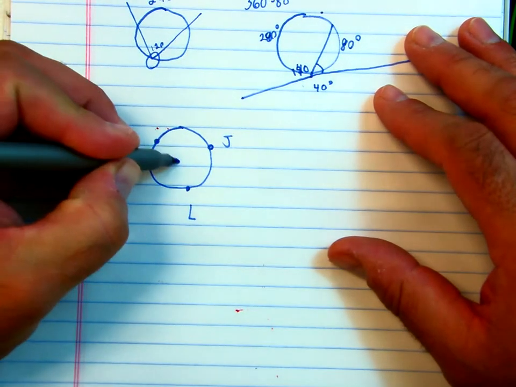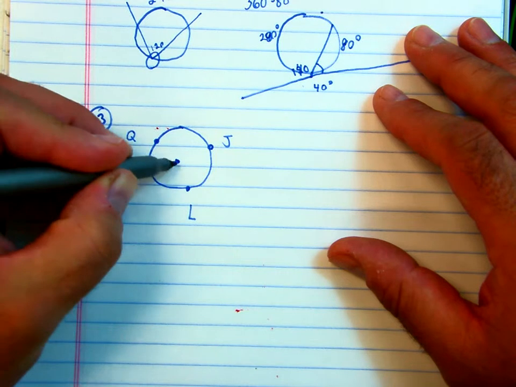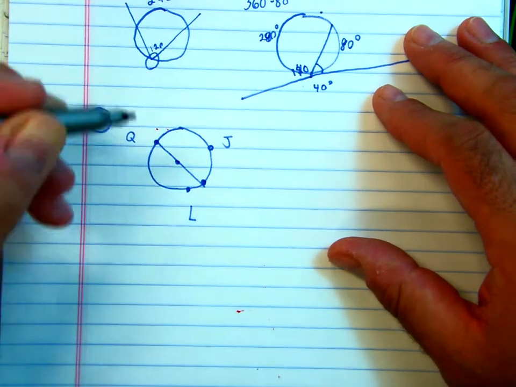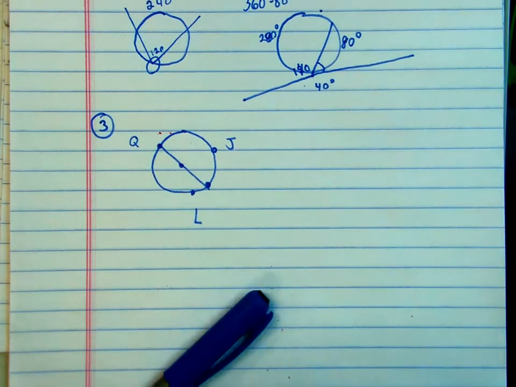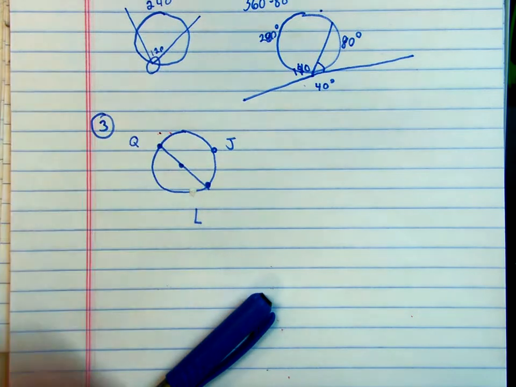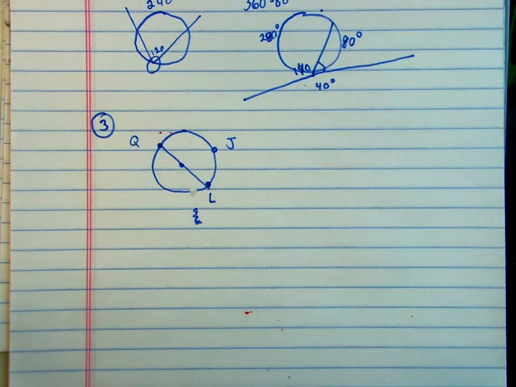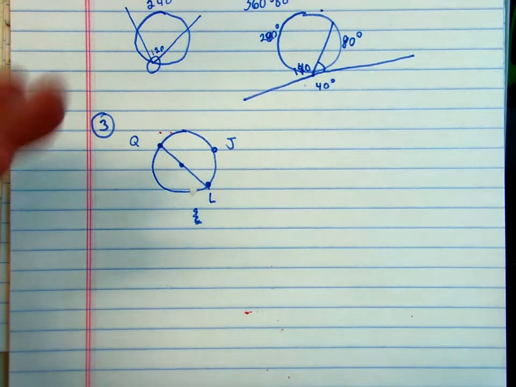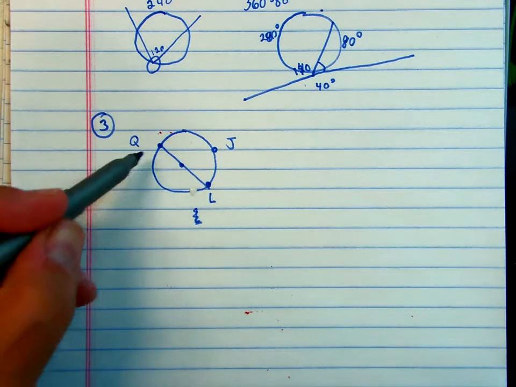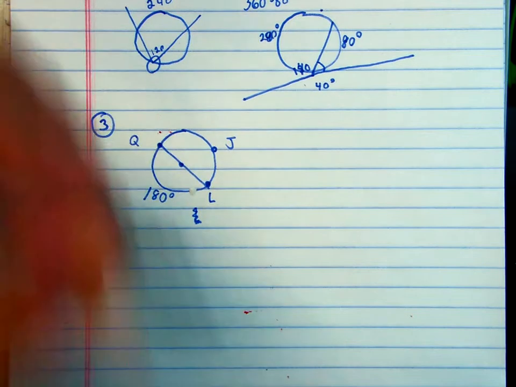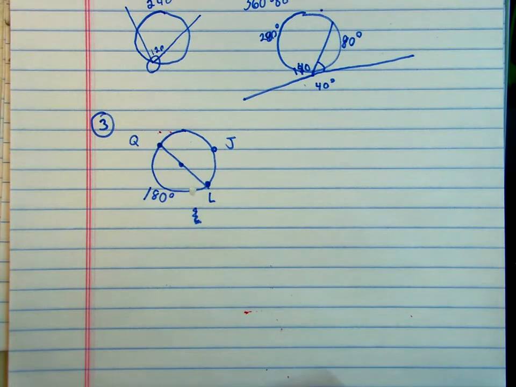I do know that, even though it doesn't look like it, QL is a diameter, right? So I drew my circle, and then I drew the diameter, and the reason I did that is because I know this arc over here has to be 180 degrees then. Okay, so that helps me, eventually.